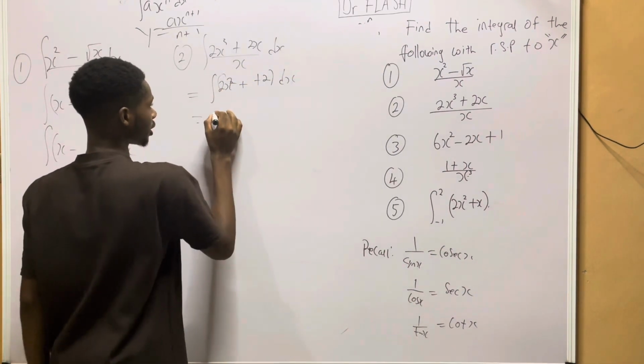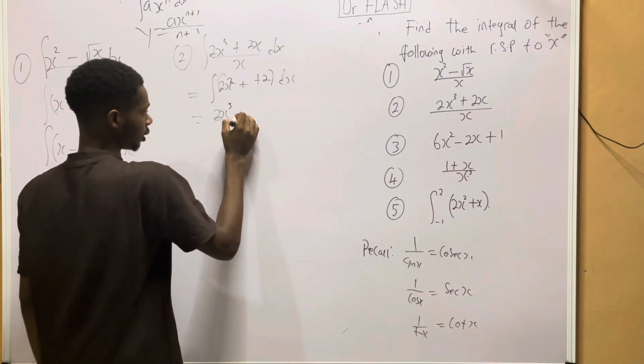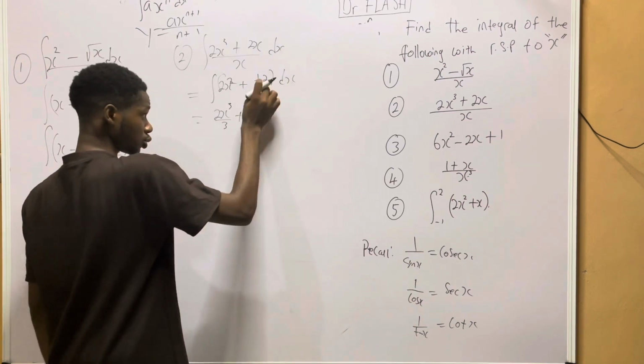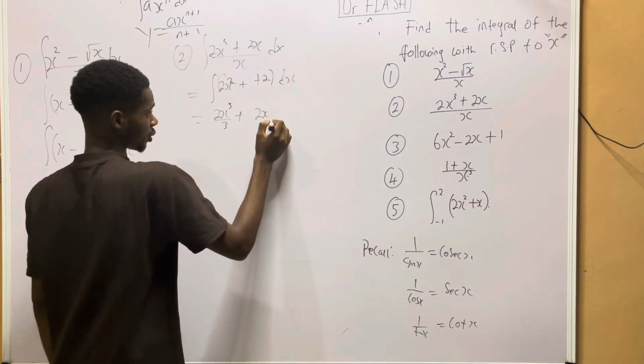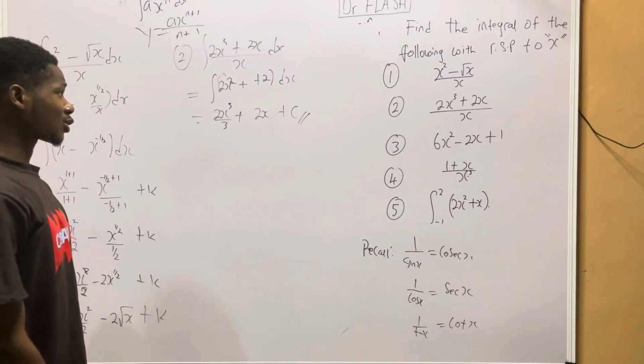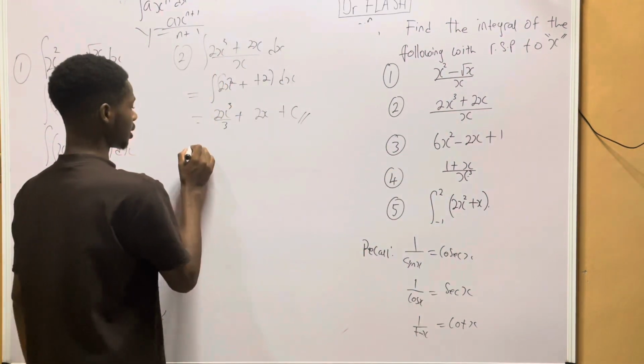By integrating this guy, we get 2x, add 1 to the power, 3 over 3, plus, integrate this guy rather, we're just going to add x to it, so that's 2x, plus c, or plus k. So you see, this one is quite easy. It was very, very straightforward. And number 3 should be even easier.